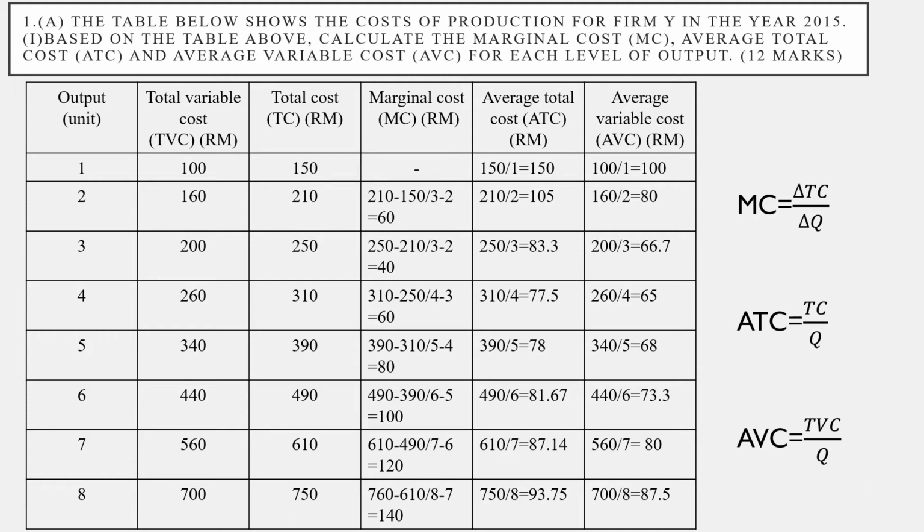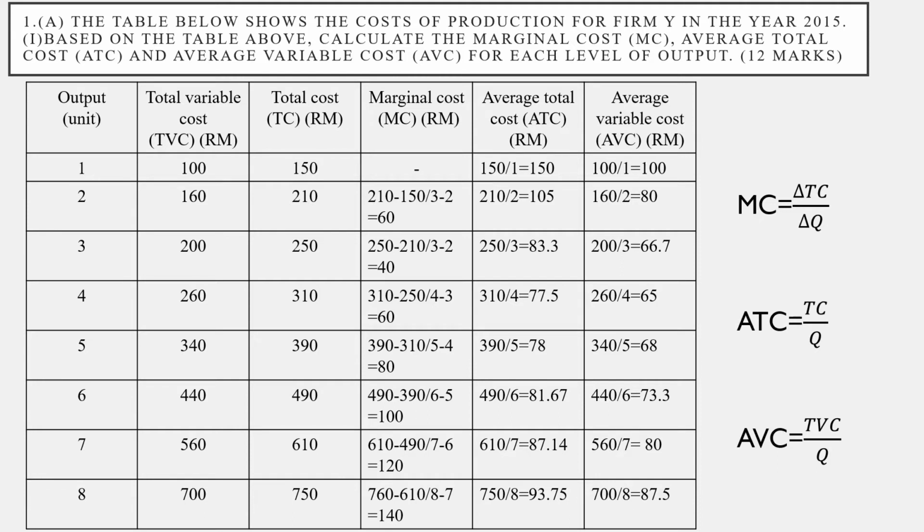So this one must be calculated from the bottom up. 730 minus 710 divided by 8 minus 7 equals 140. This is all the calculation of this part.